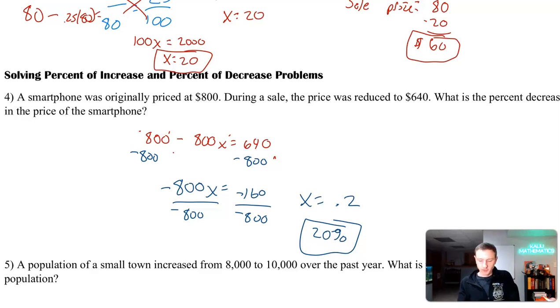And calculate that real fast. Well, 20%, let's see if that makes sense. 800 times 0.2 is 160. 800 minus 160 comes out to be 640. That checks out. Easy way to check your work there.